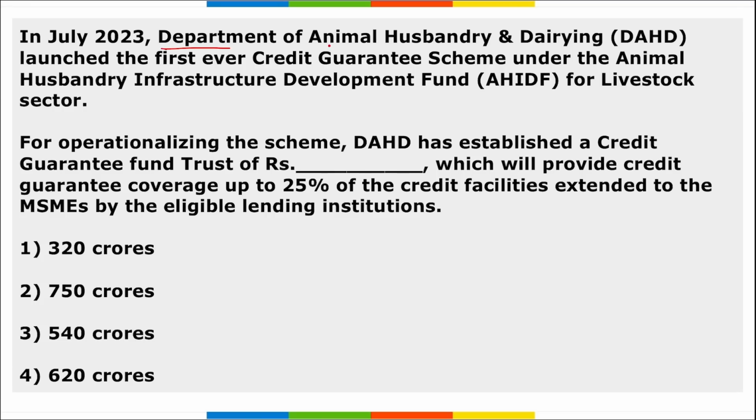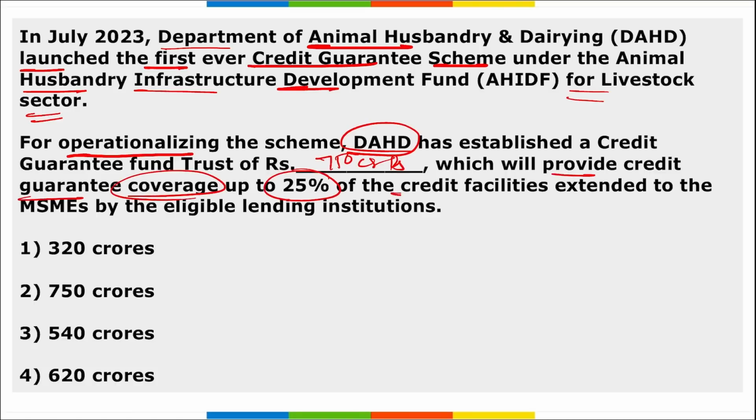Next, the Department of Animal Husbandry and Dairying launched the first ever credit guarantee scheme under the Animal Husbandry Infrastructure Development Fund for the livestock sector. Remember, for operationalizing this scheme, DAHD has established a credit guarantee fund trust of how much amount? Of 750 crore rupees, which will provide a credit guarantee coverage of up to 25% of the credit facilities extended to the MSMEs by the eligible lending institution.